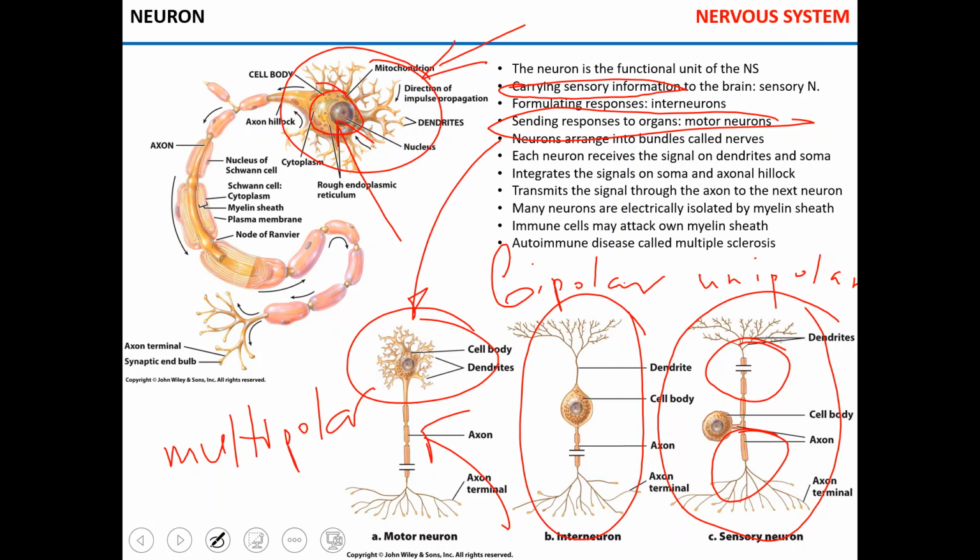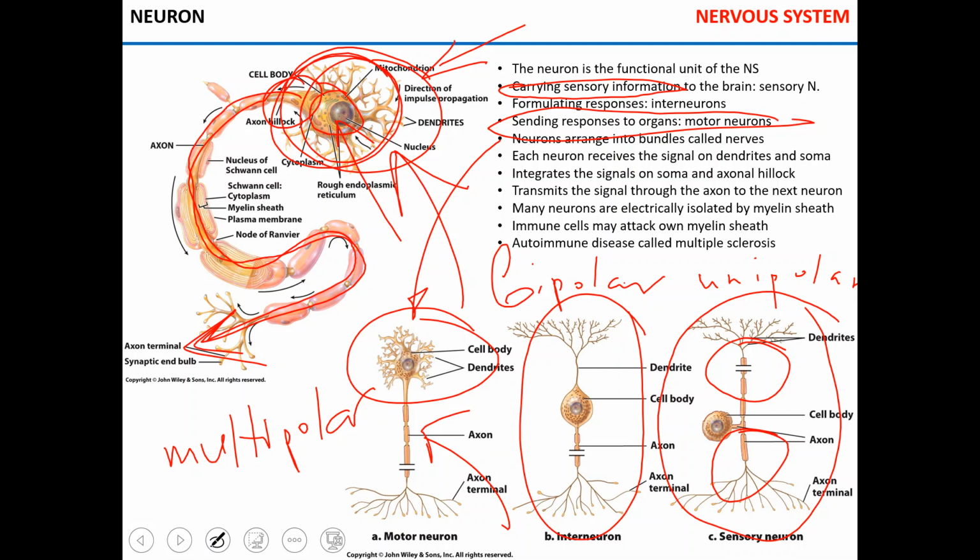Now, the signals that arrive at dendrites and the cell body get integrated in the cell body and in the axonal hillock into a single output. The output signal travels through the axon to the next neuron. You can see that it's basically a one-way street. Signal arrives on the dendrites, gets integrated in the cell body, and then travels through the axon to the next neuron.